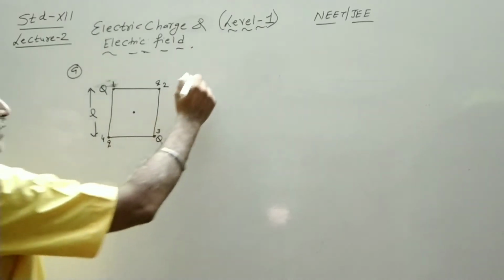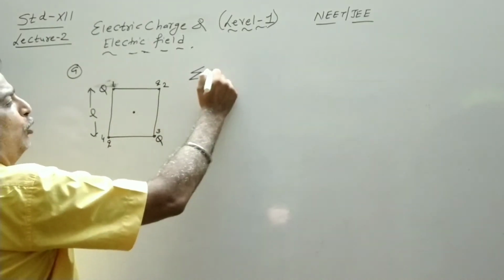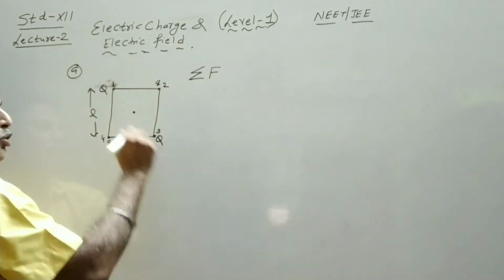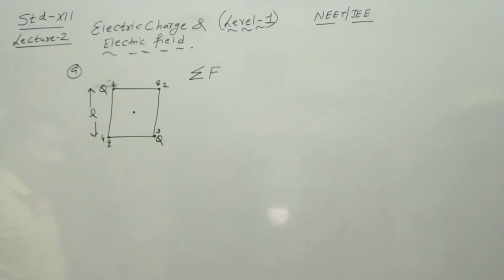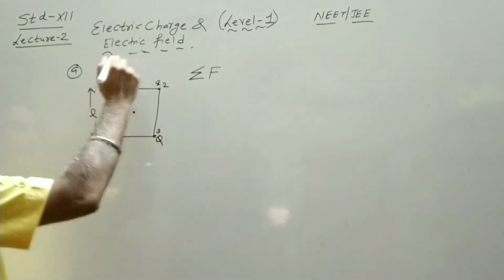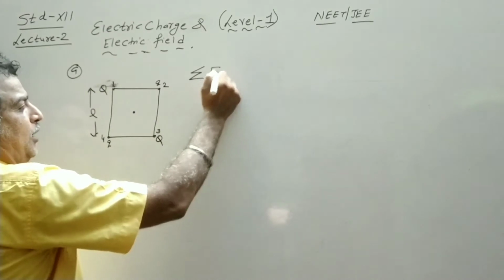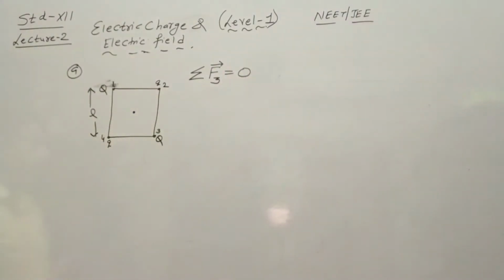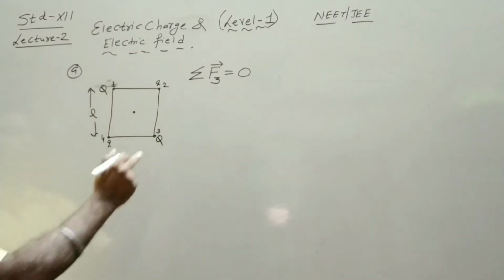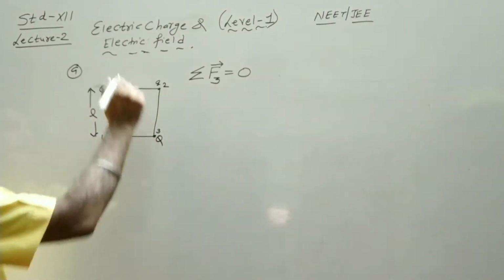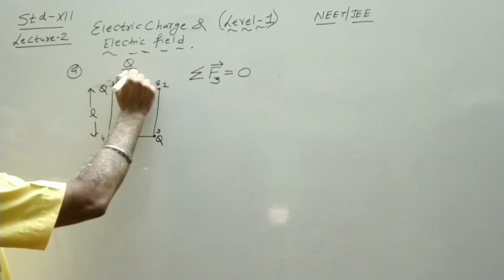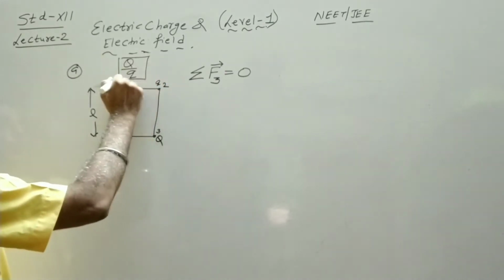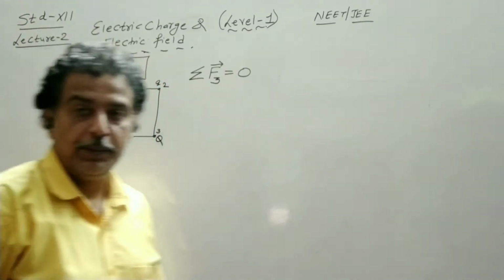It is also given that the resultant force on the capital Q charge is 0. Now you can take charge 3 or 1. So let us say the resultant force on charge 3 is 0. It is given. So if the resultant force on this Q is 0, you have to find out the ratio capital Q upon small q.